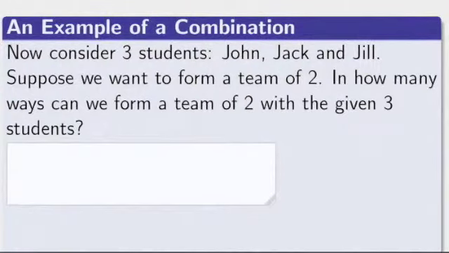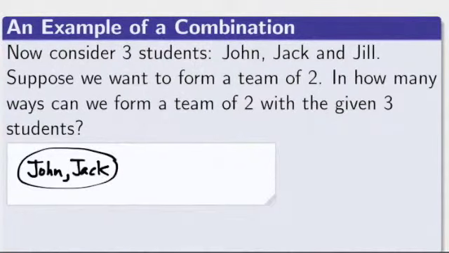Well, we could pick John and Jack to be in one team. So that is one possible team that we can have. And also notice that if we reverse the order of picking these students, if we pick Jack first followed by John, it does not give rise to a different team. A team that consists of John and Jack is the same as a team that consists of Jack and John.